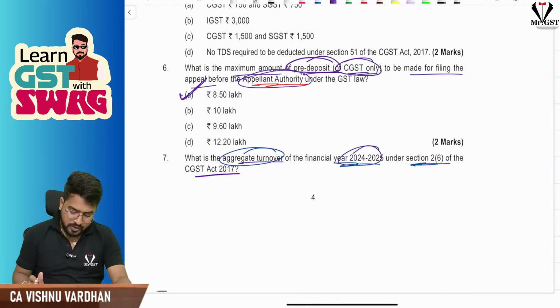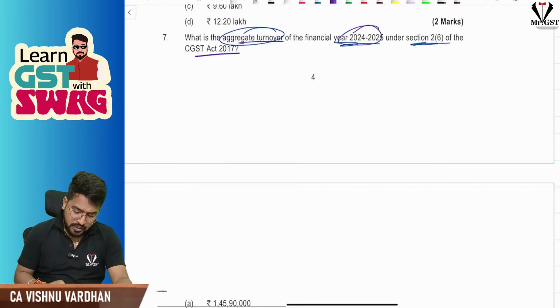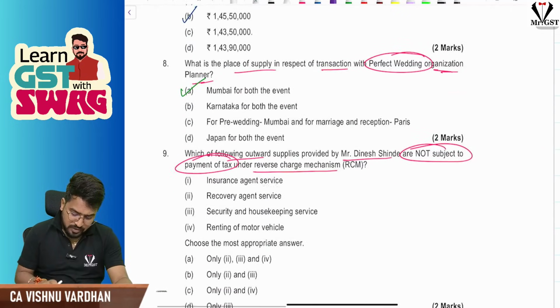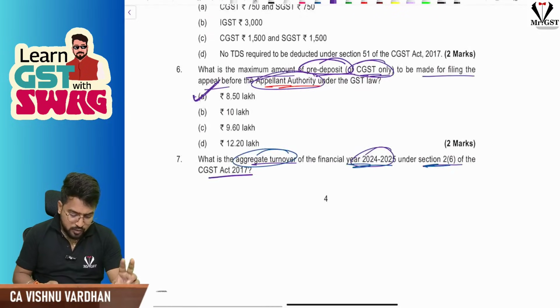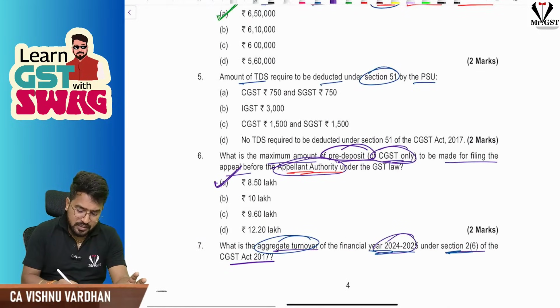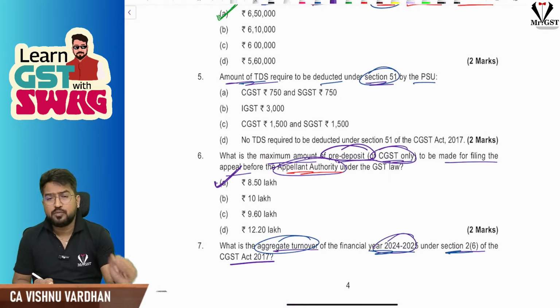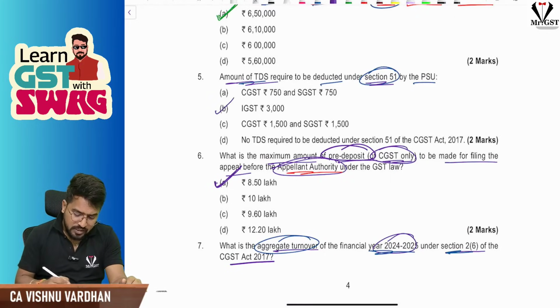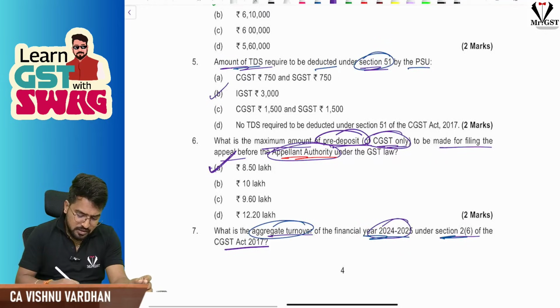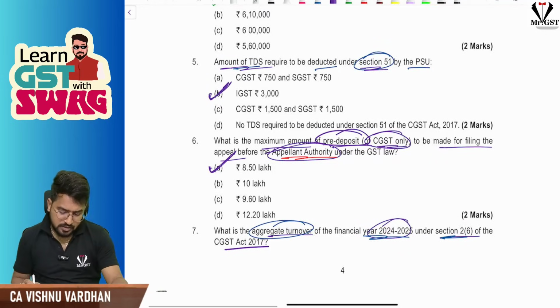Okay. Next, aggregate turnover question we have answered. Mumbai we have answered. And sir, there are two more MCQs which we did not answer regarding TDS. TDS is 1,50,000 payment. On the payment, 2% will come interstate supply. So 1,50,000 into 2% IGST, 3,000 will be the answer.